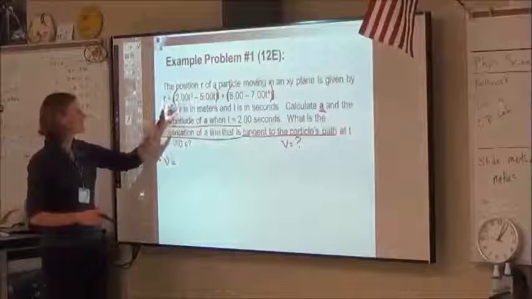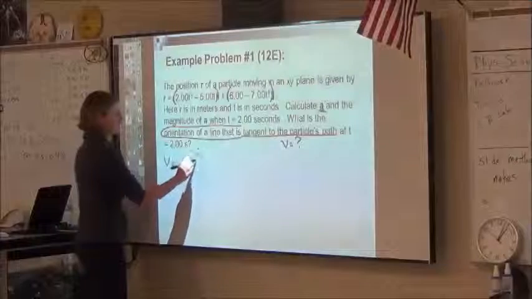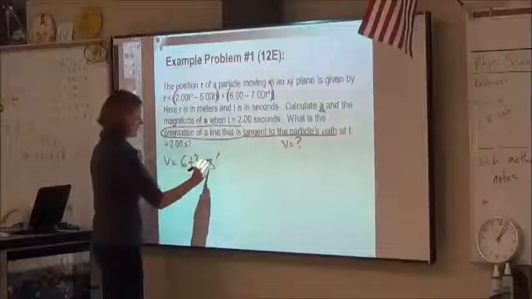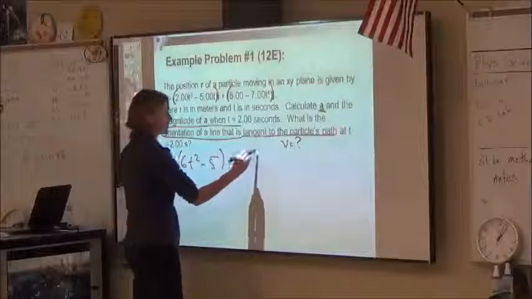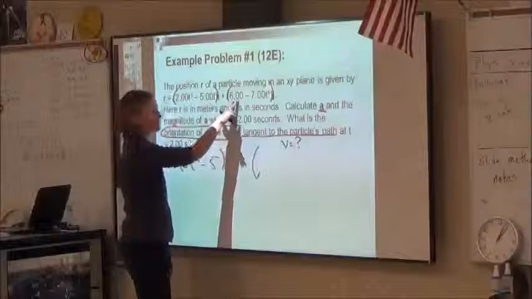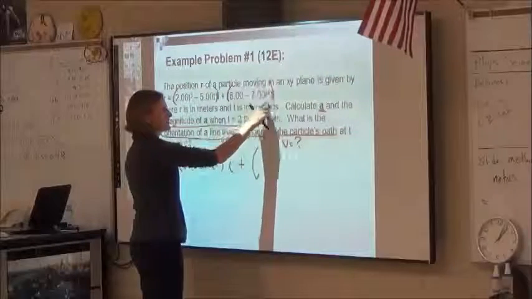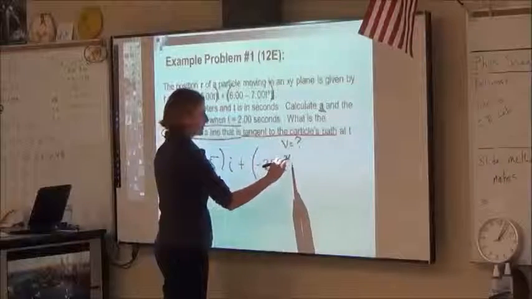All right, so doing the derivative of 2t cubed, 6t squared, derivative of negative 5t. All right, and that's the i part. Derivative of a constant, 0. What does negative 7t to the fourth become? Great. And that's j.